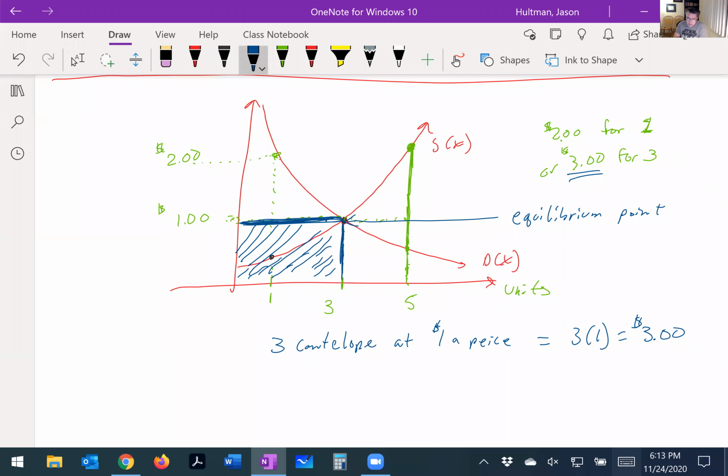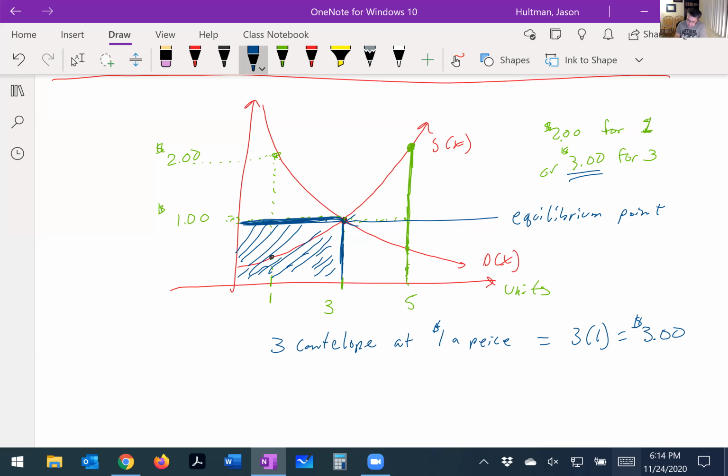This is what's actually being paid. Okay, that's what's actually being paid out. If the guy lowers his price to $1 a piece, then I'm going to walk away with 3 cantaloupes.